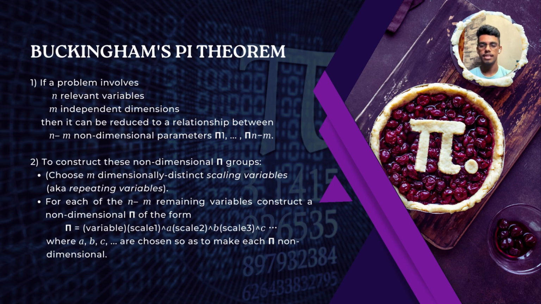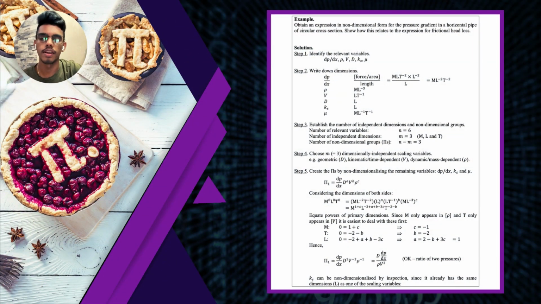For each of the n minus m remaining variables, construct a non-dimensional pi of the form pi equals the variable times scale 1 to the power of a, scale 2 to the power of b, scale 3 to the power of c, and so on, where a, b, c are chosen so as to make each pi non-dimensional. Here we have one example where the question asks us to obtain an expression in non-dimensional form for the pressure gradient in a horizontal pipe of circular cross-section. Then we have to show how this relates to the expression for frictional head loss.